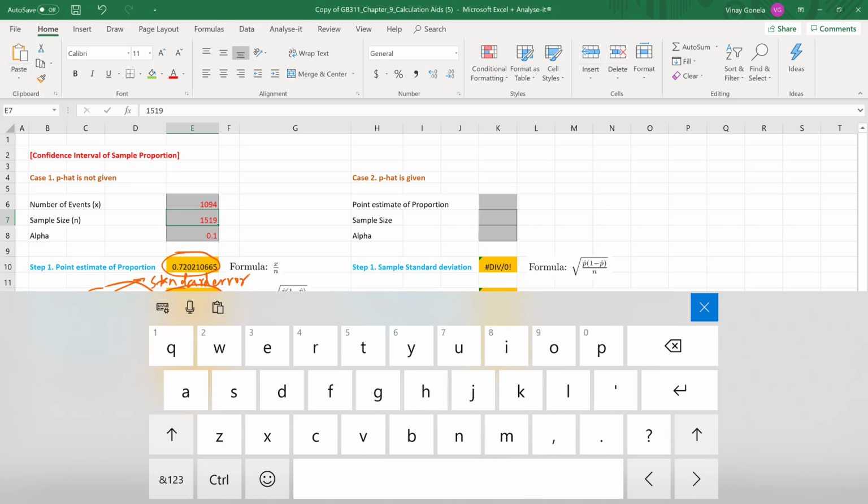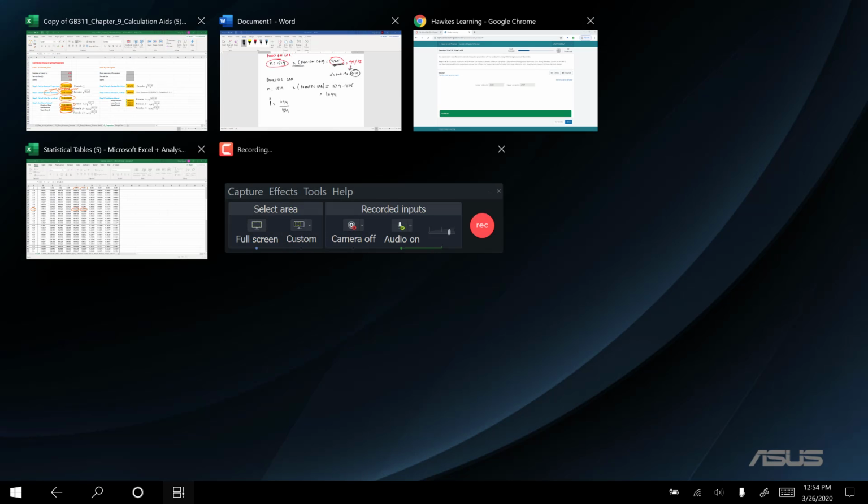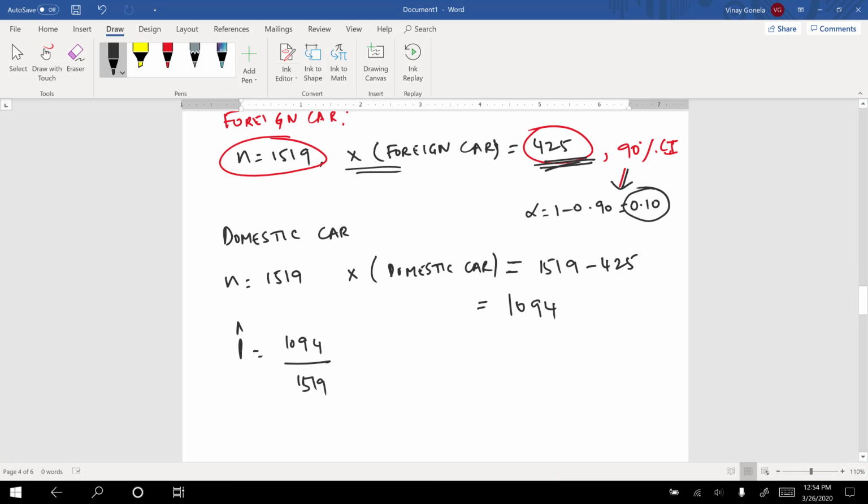So this is for domestic cars. So the proportion would be 0.72, and then your standard error. So the lower bound will be 0.7012 and 0.739. So that's how you will be calculating. So you have to look at the questions carefully. So this concludes our lecture on proportions. Thank you.